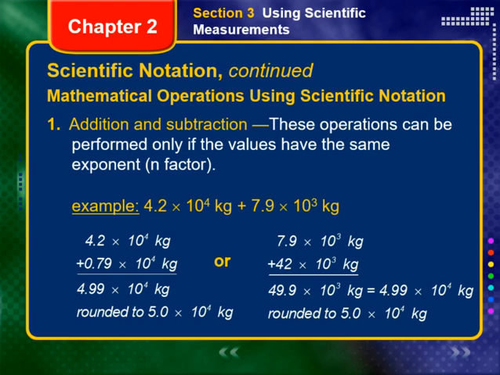Consider the example of the addition of 4.2 times 10 to the fourth kilograms and 7.9 times 10 to the third kilograms. We can make both exponents either 3 or 4. The following solutions are possible and shown on page 51 of your text or at the bottom of the screen here. Note that the units remain kilograms throughout the calculation.